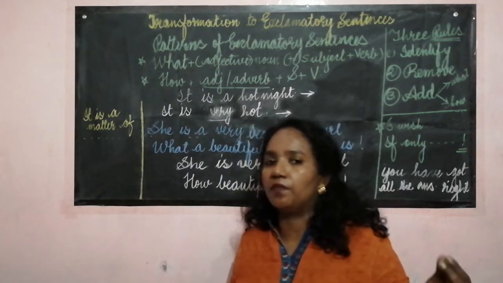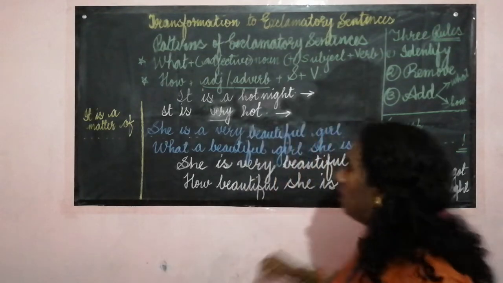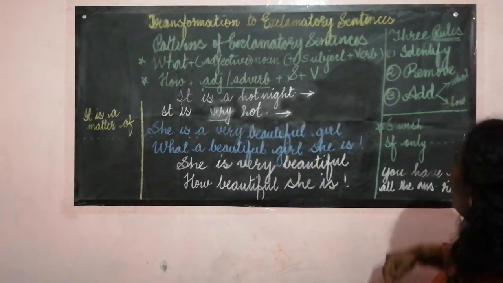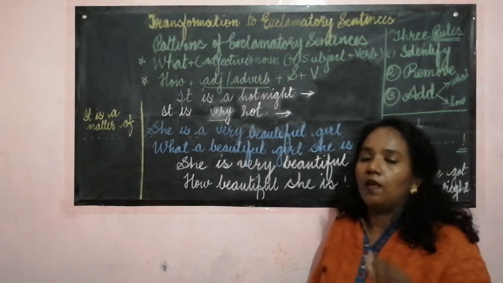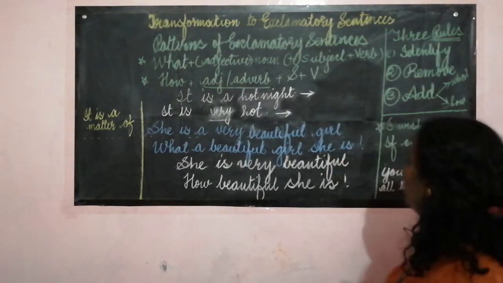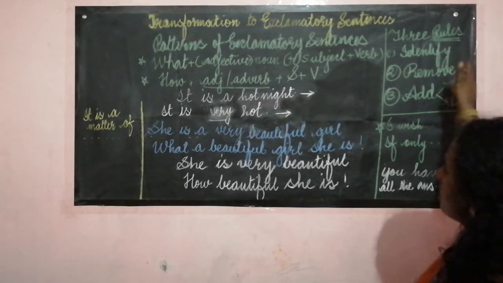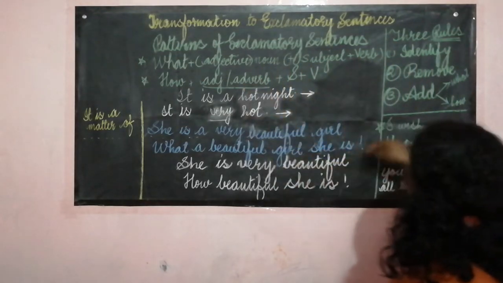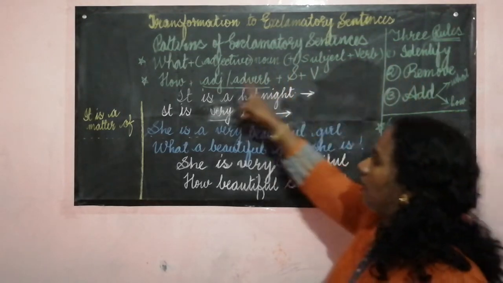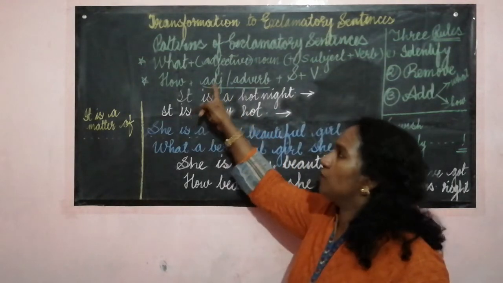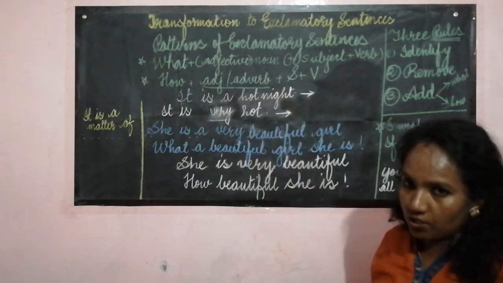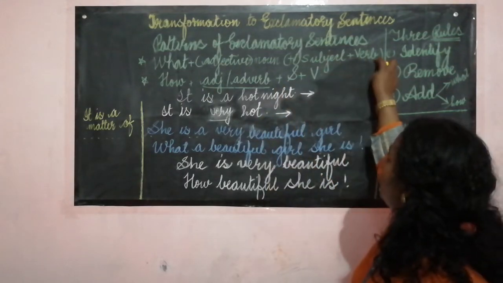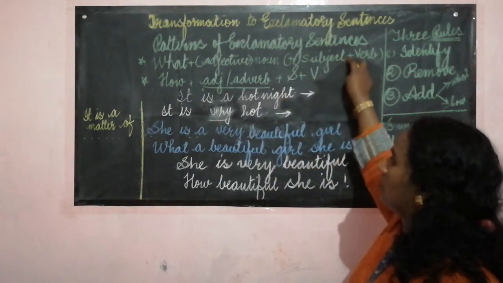When we are removing one word, we have to add something. When we are removing that extra word, we have to put in place of that either what or how. What is used for nouns, and how is used for adjectives, always. So we have two patterns, what plus noun pattern and how plus adjective pattern. And subject and verb, that is in both the cases the same.